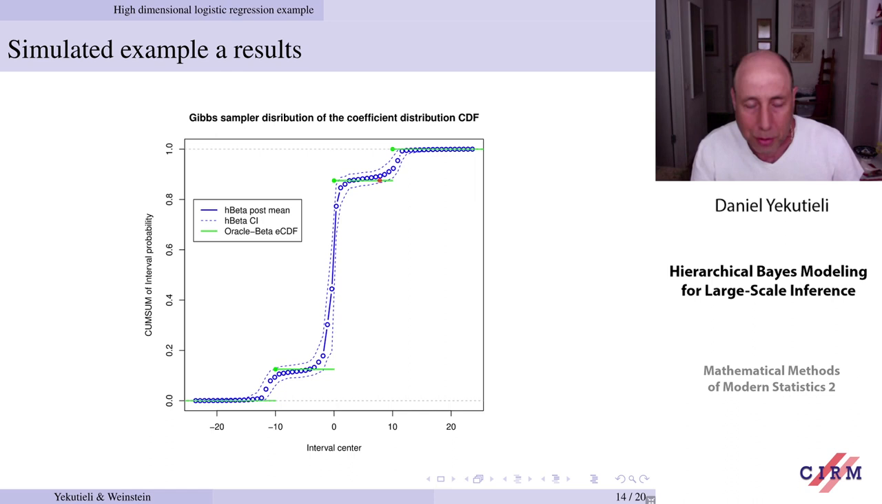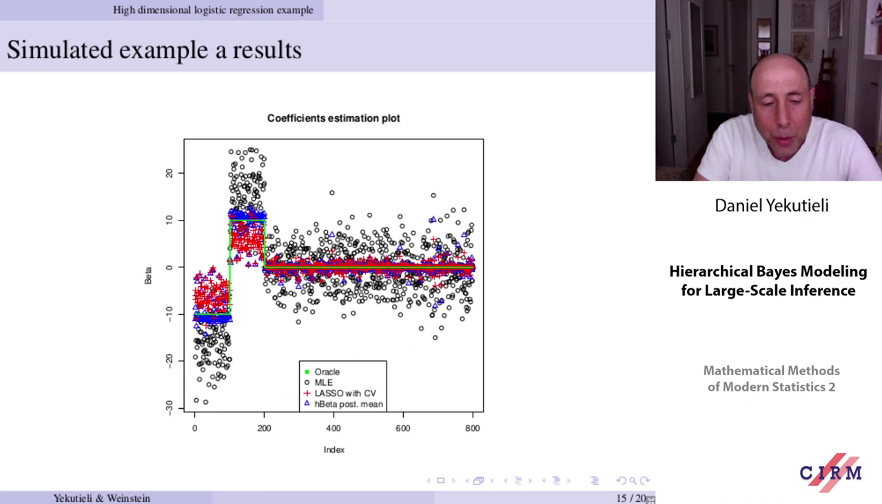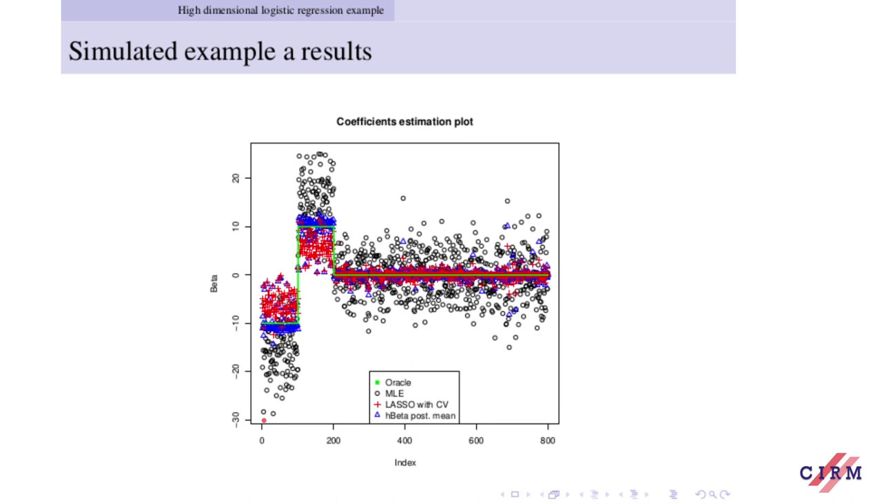This is how the results look. In this block, on the x-axis, we actually have the real beta values. So we have 800 minus 10s, 100 plus 10s, and 800 zeros. So the MLEs are all over the place.